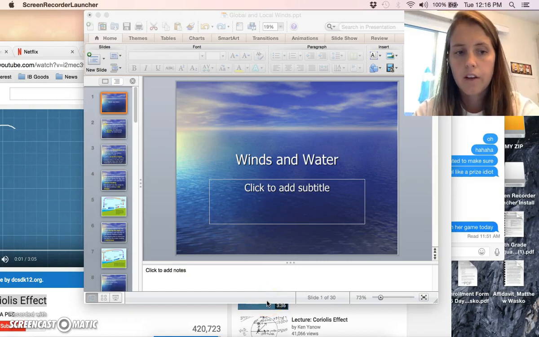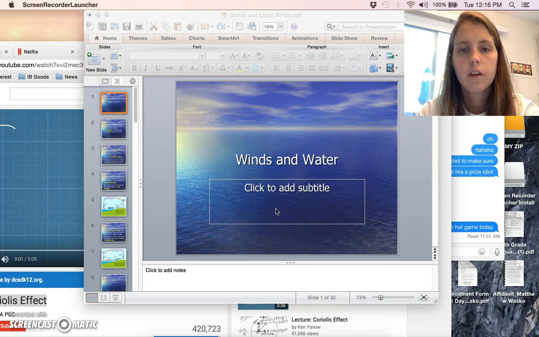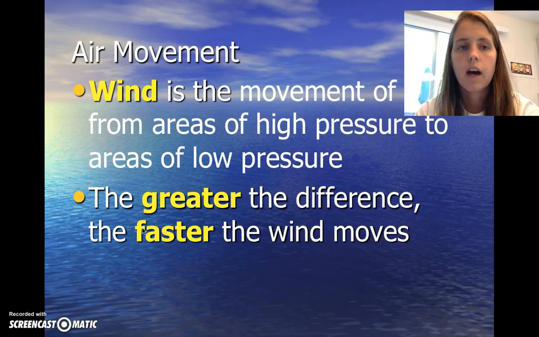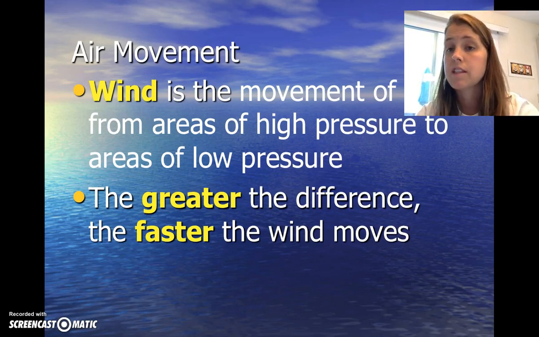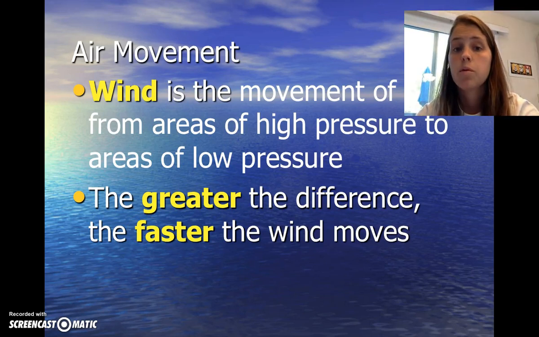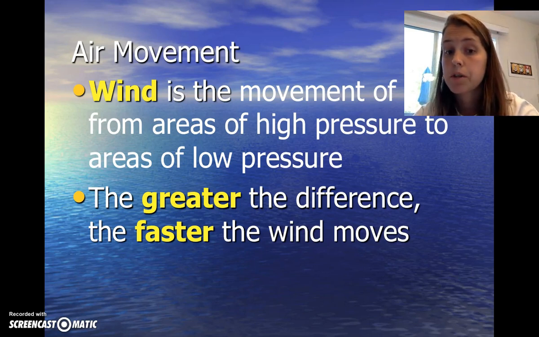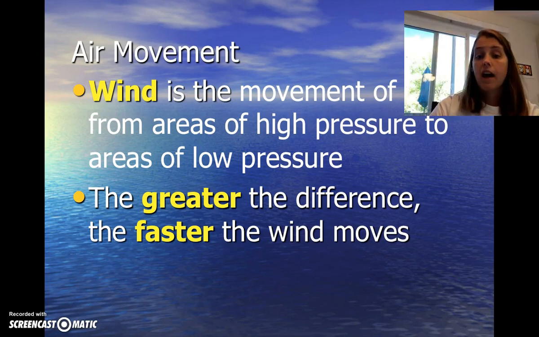All right, we're going to go ahead and talk about winds and water. So, winds are caused by air movement. We all know that, right? Things move from one area to another. But wind is actually moved by the movement of air from areas of high pressure or cold air to areas of low pressure or warmer air. The larger the difference in temperature, the faster the wind moves.